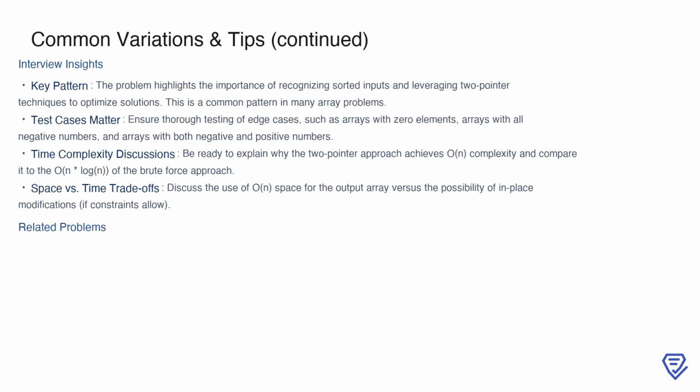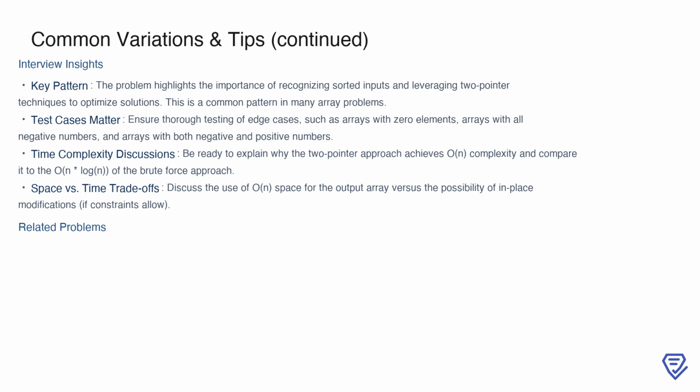Now, let's discuss some useful insights for interviews. This problem is a great example of leveraging sorted inputs with a two-pointer technique, a fundamental pattern that appears in many array-based problems. It's also important to emphasize thorough testing of edge cases during interviews, such as arrays with only zeros, all negatives, or both negative and positive numbers. These scenarios can reveal weaknesses in the implementation.